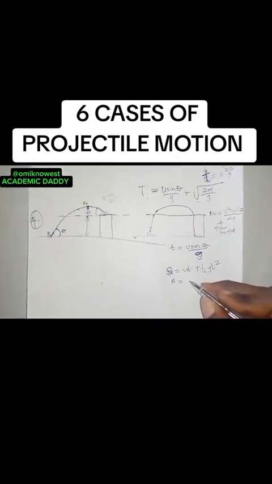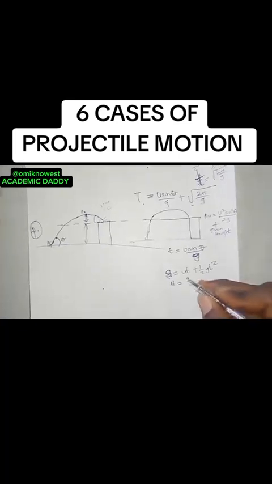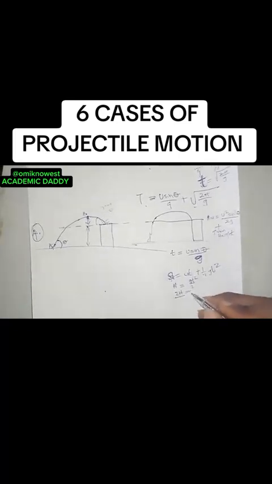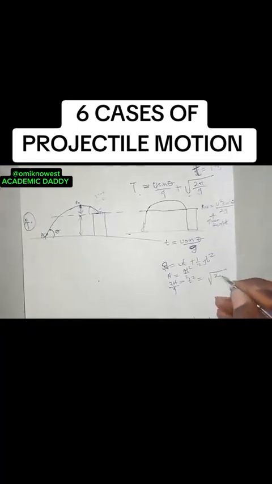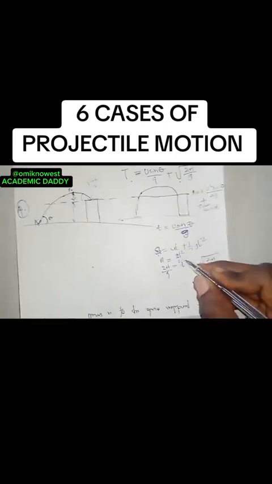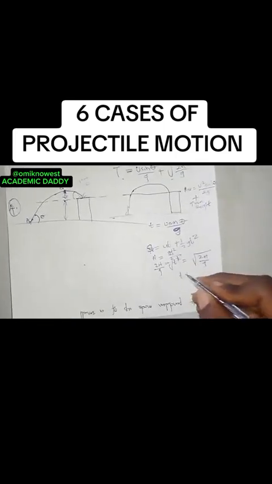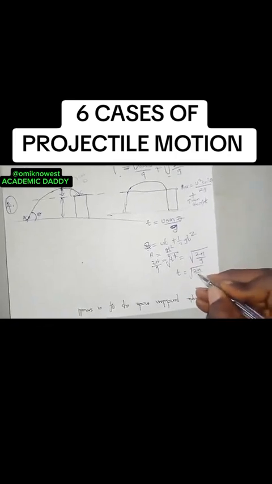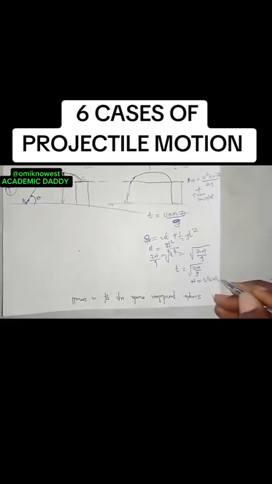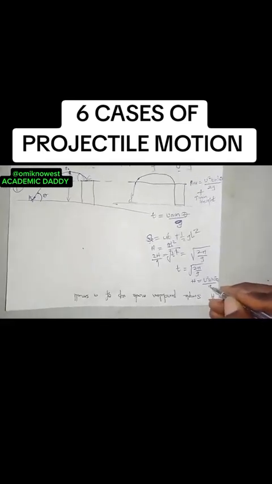So if you do it very well, you will see that you have h equals half gt squared, which gives t squared equals 2h over g, which is the same thing as saying t equals root 2h over g. This is the same thing that we did. But the only difference now is that the h we are going to use is simply the h from u square sine square theta over 2g.